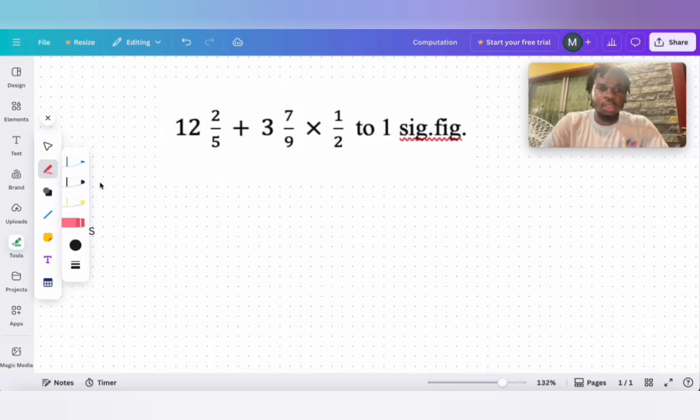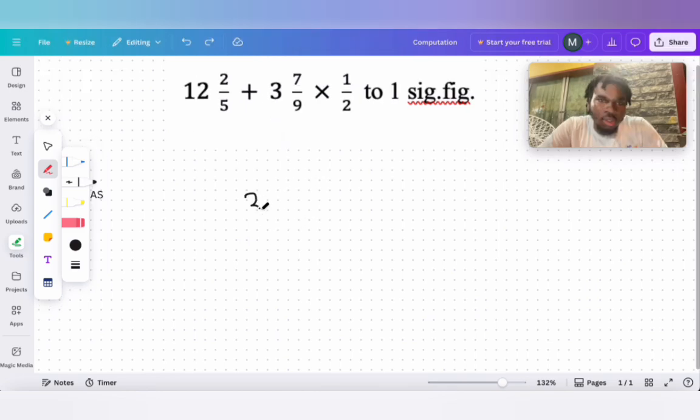What we can do is convert these to improper fractions. So 3 and 7/9 would be 3 times 9 plus 7, so 34 over 9, multiplied by a half. So we could just cross these off, and we're left with 17 over 9.